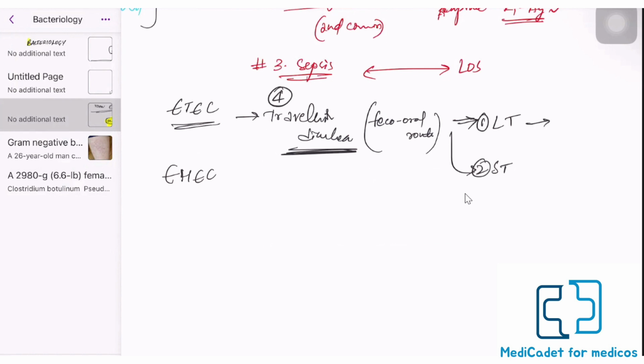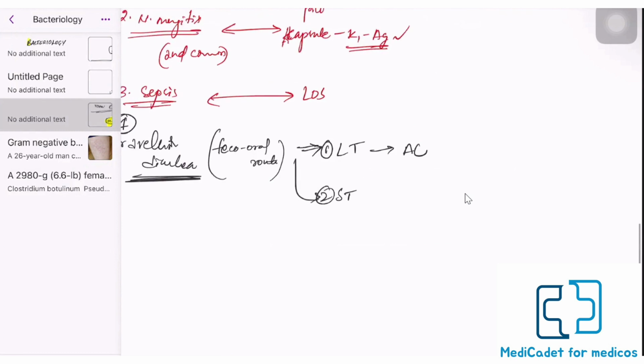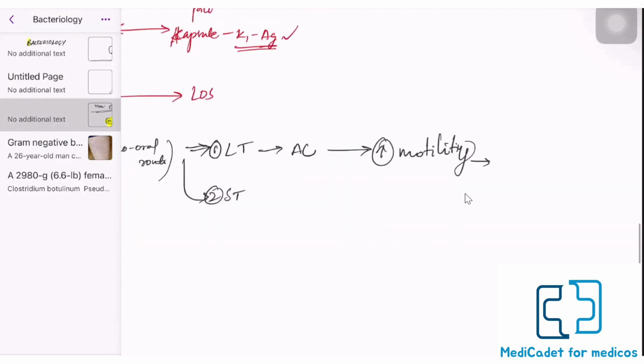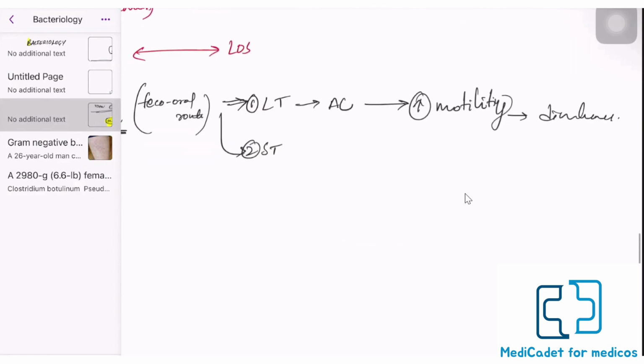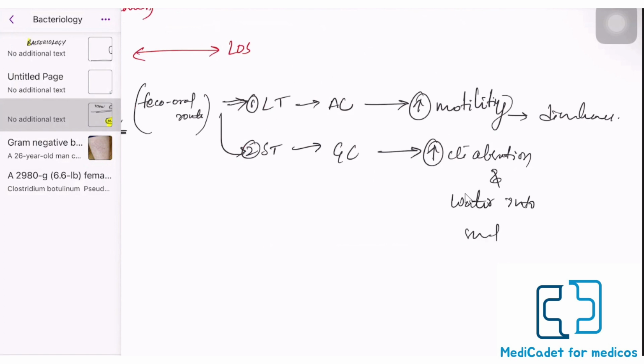Labile toxin is the one that stimulates adenylyl cyclase. So when you stimulate adenylyl cyclase, what will happen? You'll have increased motility, which itself explains why the patient will have diarrhea, right? And then you have the second toxin, the stable toxin, which stimulates guanylyl cyclase. This will increase secretion of chloride and water into the small intestine, causing diarrhea. Okay, so these are the two toxins.